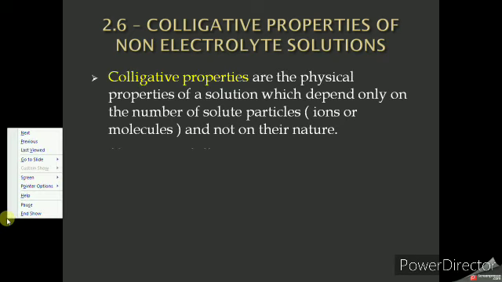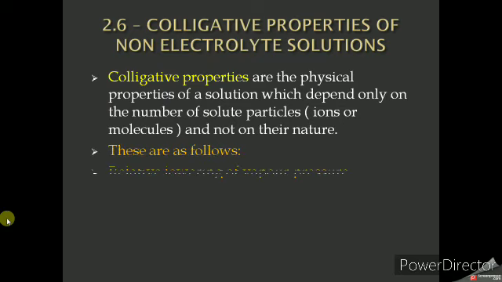So, colligative properties are the physical properties of a solution which depend only on the number of solute particles. Particles may be ions or molecules, and not on the nature of that solute. So these properties depend only on the number of solute particles.